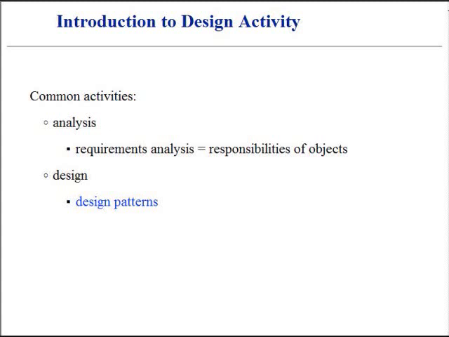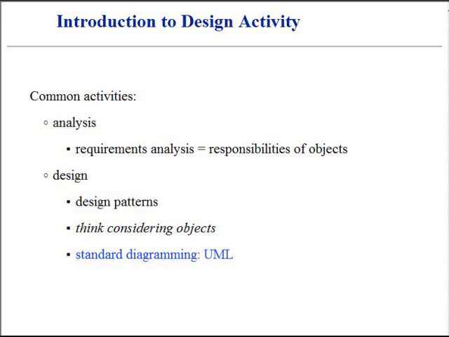Well-designed, robust, and maintainable software means knowing how to think considering objects. Using standard diagramming notation, the UML, is also critical to the design process. How should responsibilities be assigned to classes of objects? How should objects interact? What classes should do what? These are critical questions in a design of a system.